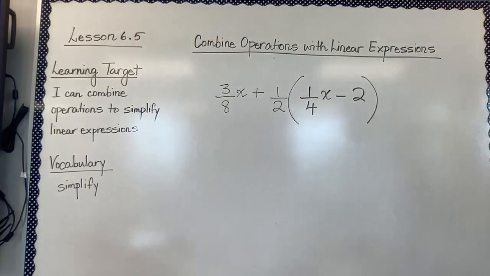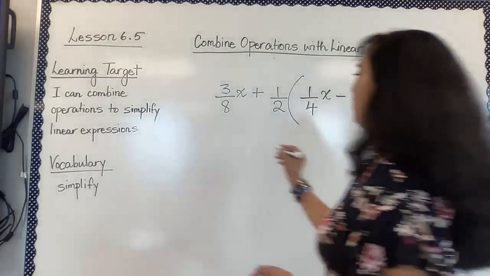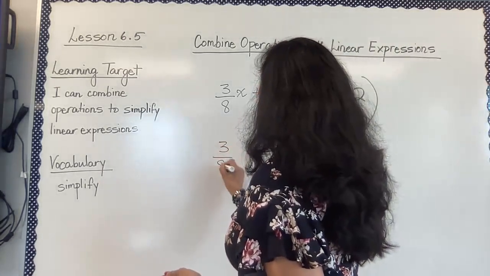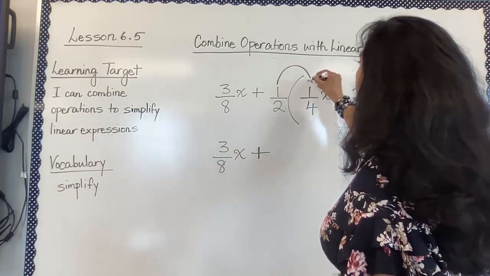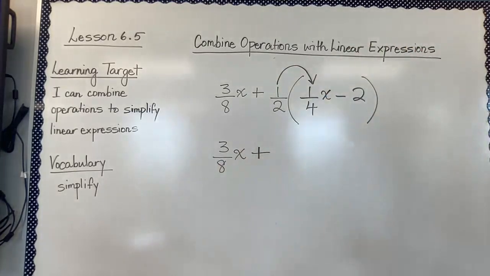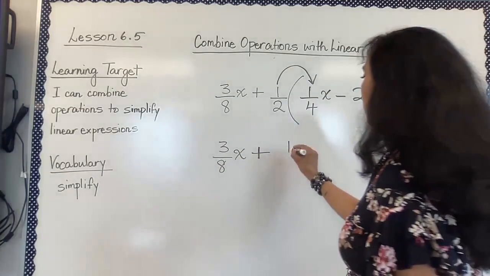Okay, so if I have a problem like this given to me, 3/8 x plus 1/2 (1/4 x minus 2). So we are going to first write that expression, and then we are going to use the distributive property to solve this. So first I would take this one down. My distributive property would be 1/2 times 1/4 x, right?